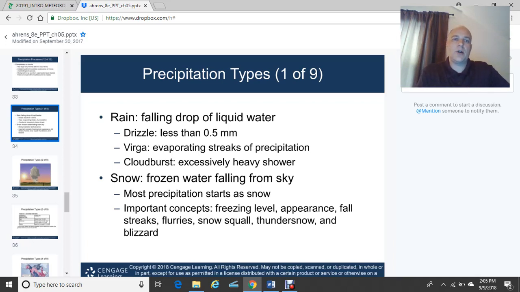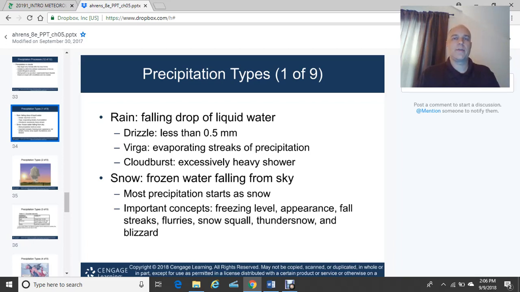There's something also known as virga, where sometimes you'll see a streak of heavier looking, almost a sheet of darker material coming out of the base of a cloud. This is known as virga. This is evaporating precipitation before it reaches the ground. And then you have cloudbursts, which are excessively heavy showers, which you typically get with thunderstorms during the summertime.